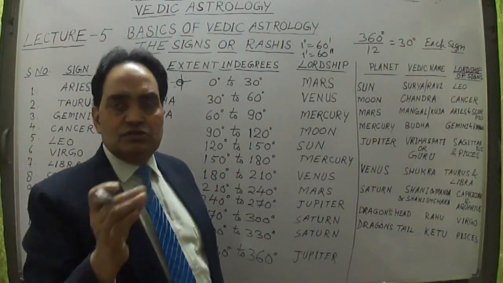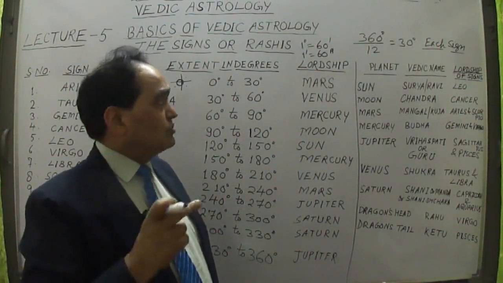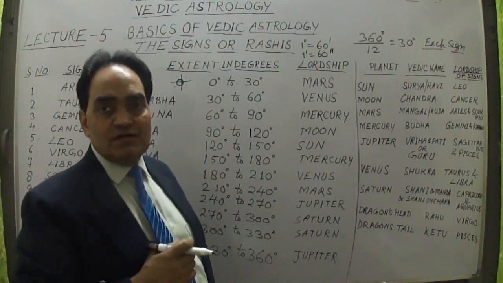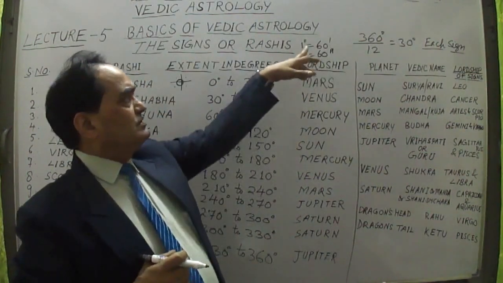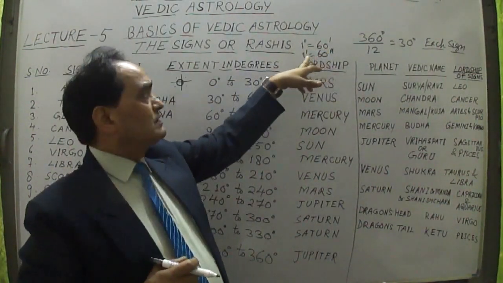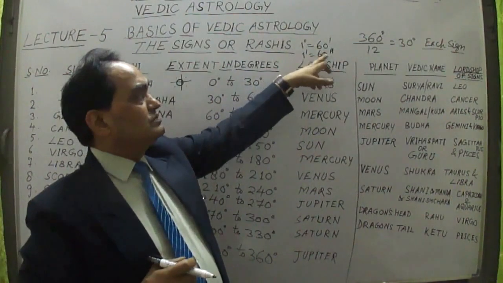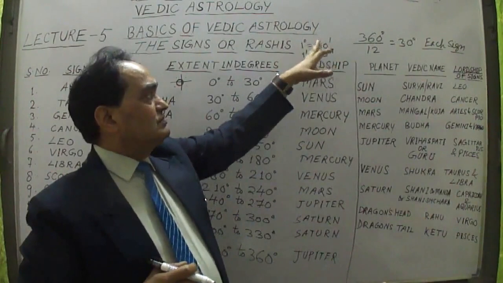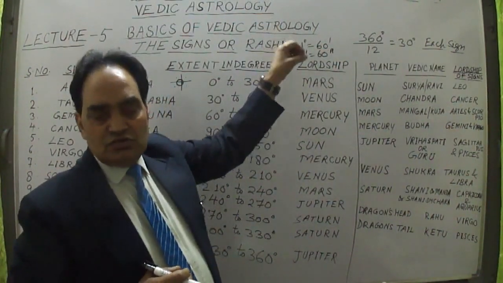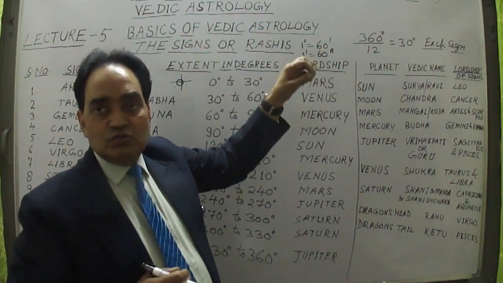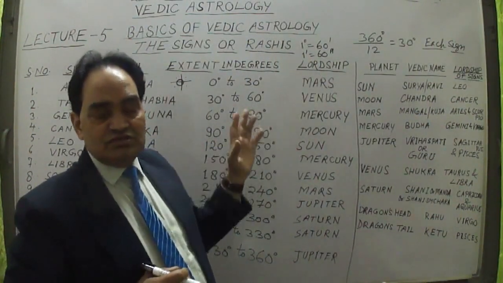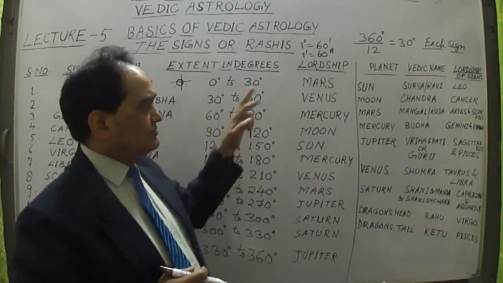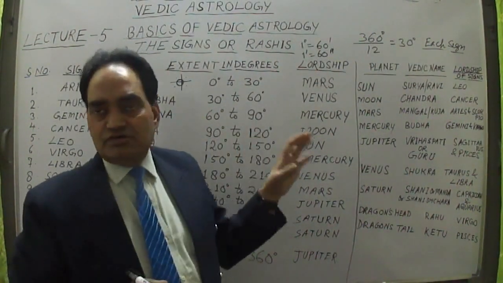60 seconds is equal to 1 minute, so 1 minute is 1 upon 60 of a degree, because 1 minute equals 60 seconds. If it is 0 degrees and 2 minutes, suppose, out of that 2 minutes we can convert 1 minute into 60 seconds. In that way we can write. So this is how degrees, minutes, seconds are divided.